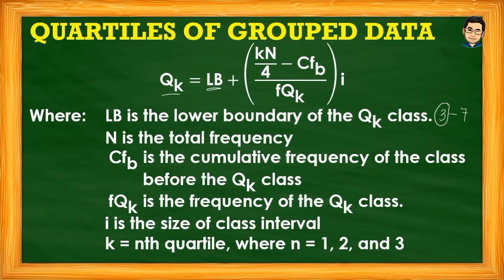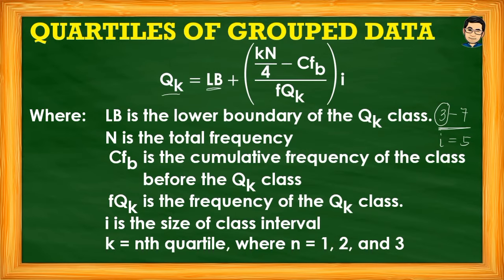class interval. So like for example, this one, consider natin tong 3 to 7 na yan. So kung bibilangin natin yung mga range ng mga values na yan from 3 to 7, so 3, 4, 5, 6, 7, malalaman natin na ang interval is 5. Okay, next. K is equal to n quartile where n is equal to 1, 2, and 3.